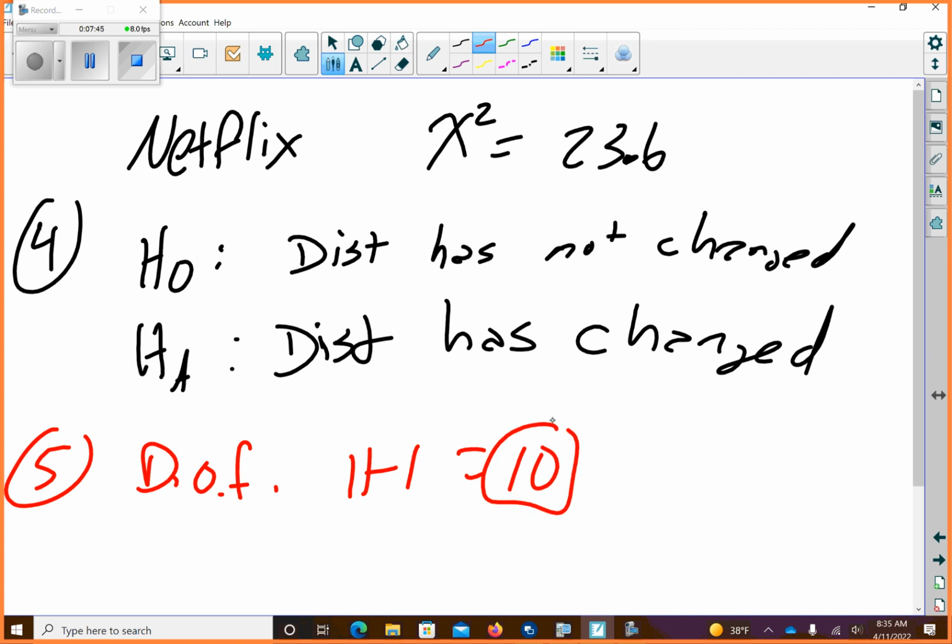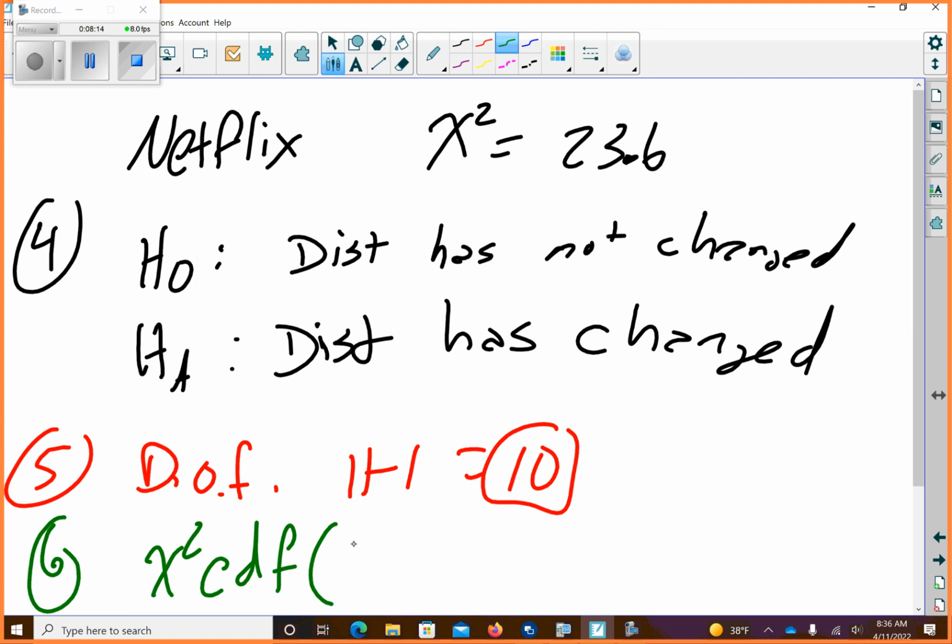Okay? And then we want to calculate the p-value. Okay? So the null: movie distribution has not changed since 2010. The alternative: movie types have changed since 2010. So number 6, we're going to do our normal, or our new best friend, our chi-squared CDF. Okay, so we have to go one way or the other. So I think I'm going to just go large on it.